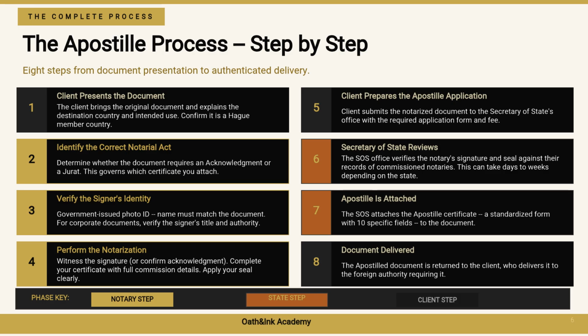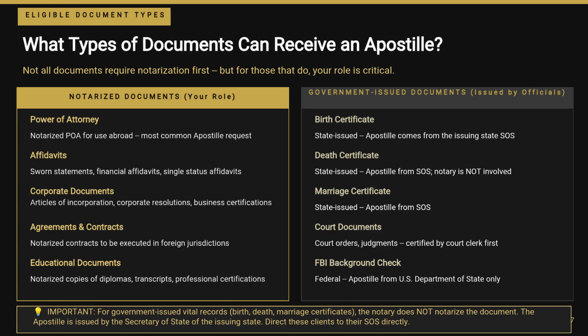One thing many beginners overlook: steps 5 to 8 happen without you. Once the document leaves your hands correctly notarized, your role is complete. The apostille is issued by the state, not by the notary. Know your lane. Here's where it can get confusing and where notaries sometimes make promises they cannot keep.